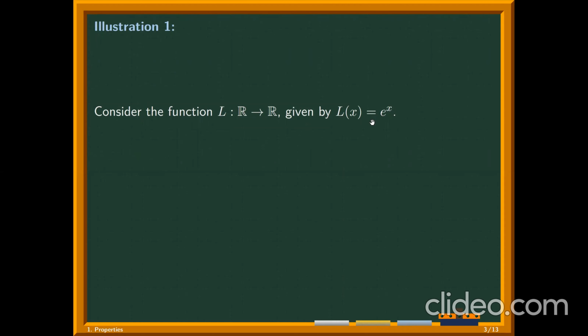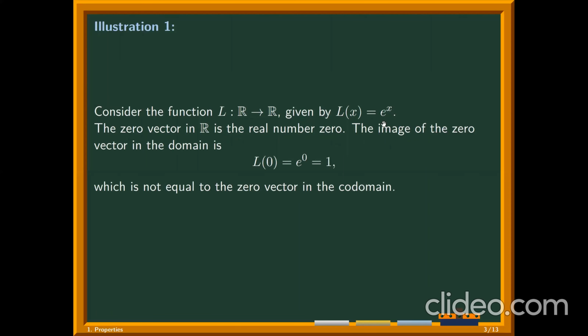And we can verify that by looking at the image under L of the zero vector in R. The zero vector in the domain is the real number zero. So L of 0 is e to the 0, or 1. This is the image of the zero vector in the domain. But in the codomain, the zero vector is the real number 0. So we see that L of 0 is not 0, showing that L is not a linear transformation.